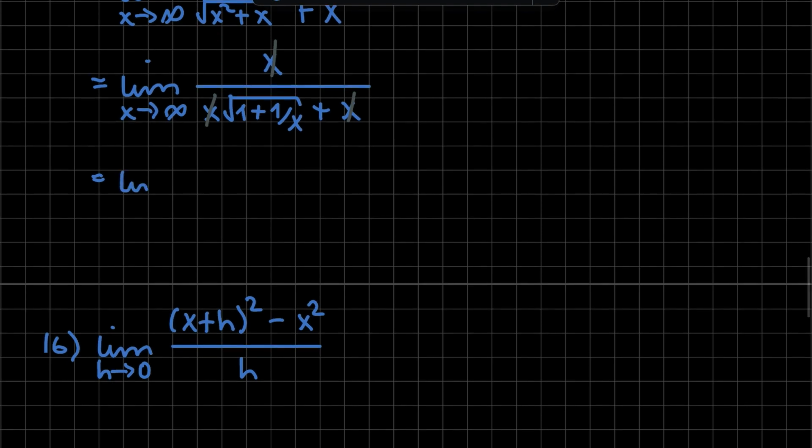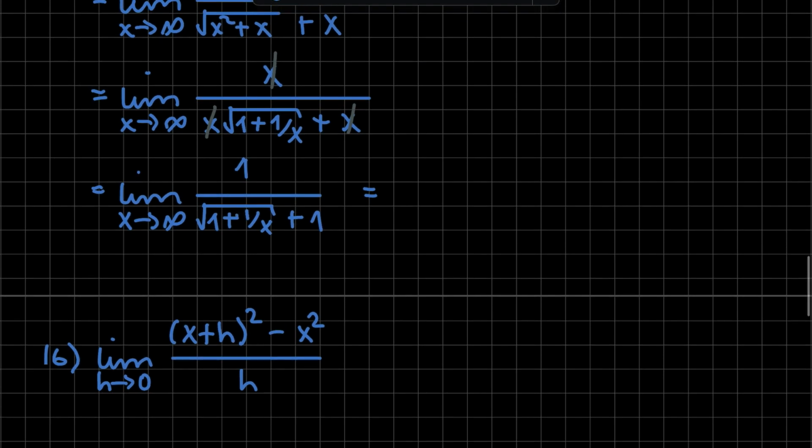the limit as x tends to infinity of 1, because when we divide by x, we're left over with 1 over here, over the square root of 1 plus 1 over x plus the 1, since we're dividing by x, so we have another 1 left over. Okay, now let's evaluate the limit.